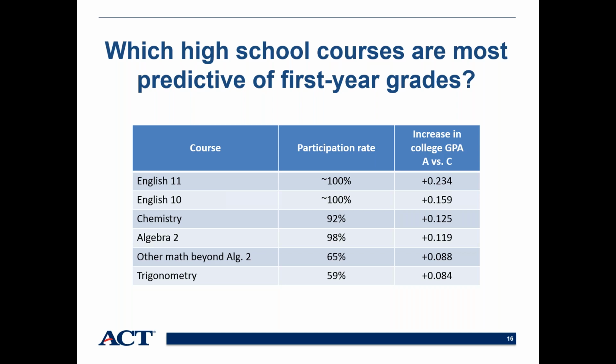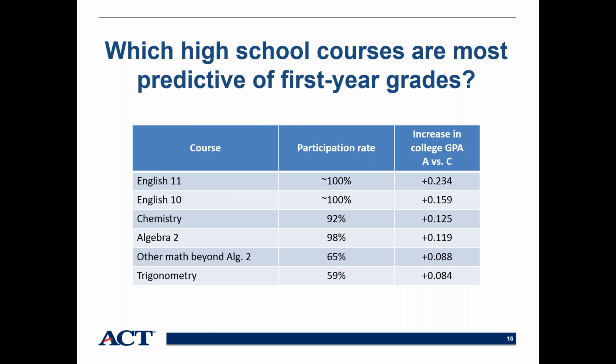Our approach for measuring rigor lets us see which high school courses are most predictive of first-year grades. A high school course could be important simply because taking the course is important, or because there's a strong relationship between grades in the course and first-year college grades. Here we have listed the 6 high school courses that rose to the top.